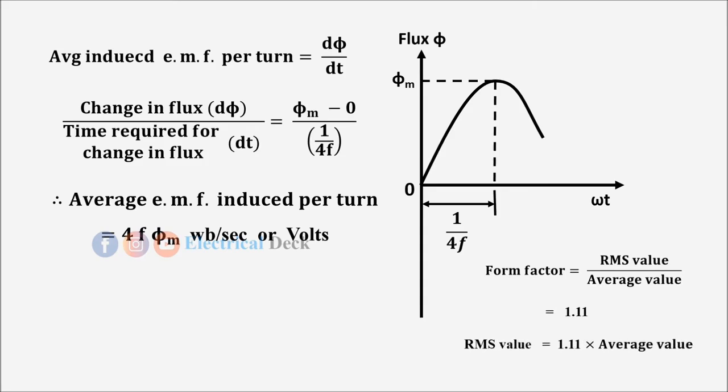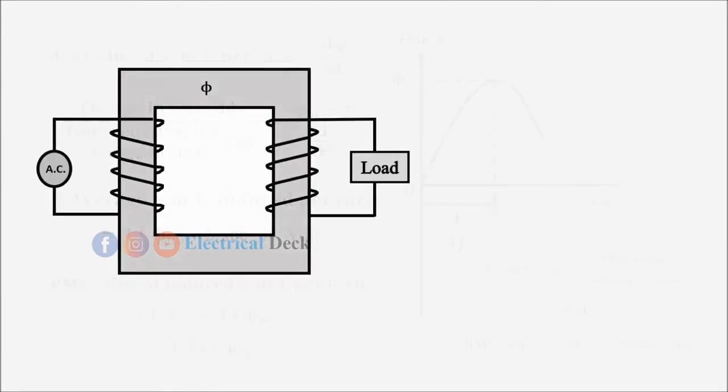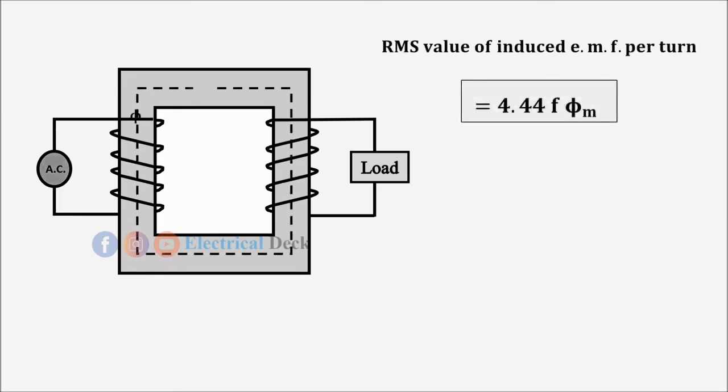And the RMS value can be written as 1.11 into average value. Here we know the average value of induced EMF. Therefore, the RMS value of induced EMF per turn is given by 4.44 f phi m. We have derived the equation for RMS value of EMF induced per turn. Let us check out the equation for EMF induced in the primary and secondary windings of a transformer.